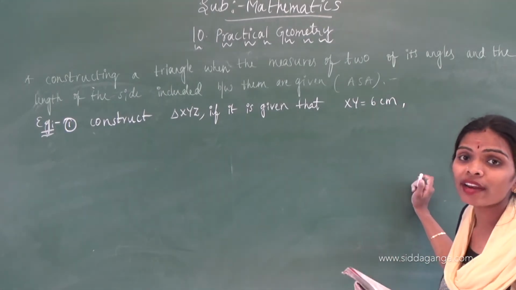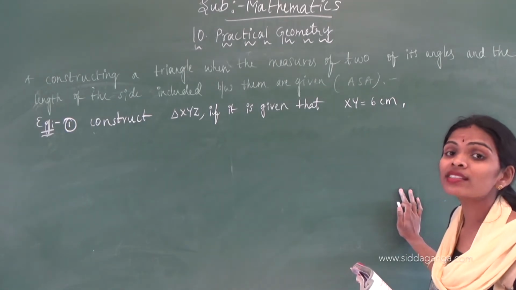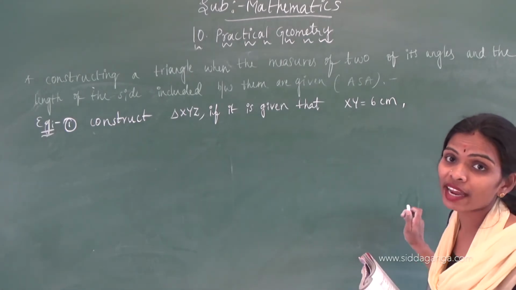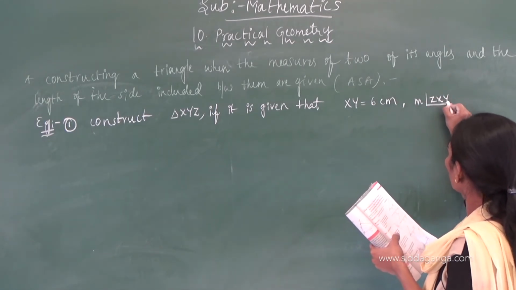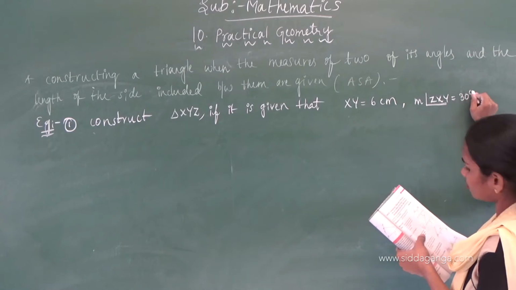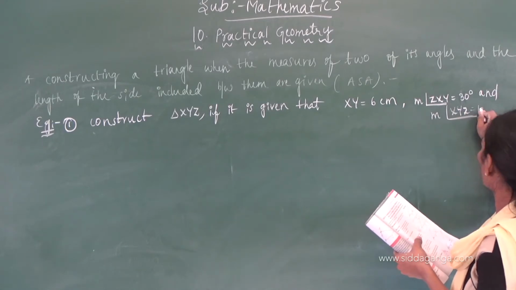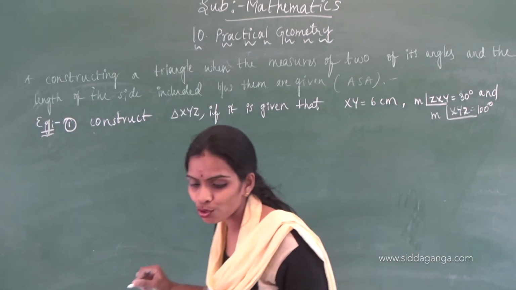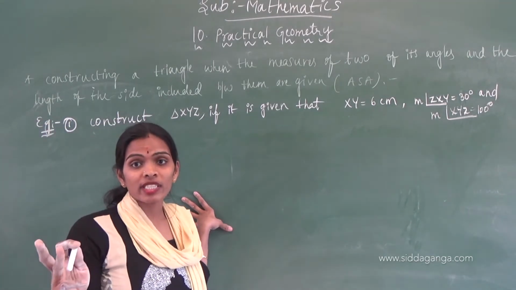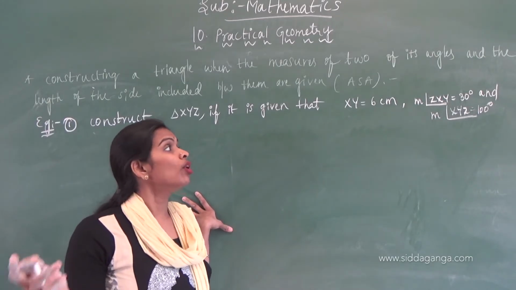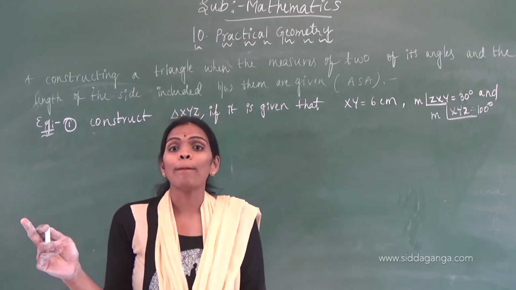I am telling you, children, when we are going to construct a triangle when we know two angles and the included side measurement, we have to take that side as the base. The measure of angle ZXY equals 30 degrees and the measure of angle XYZ equals 100 degrees. When we know two angle measurements and the included side measurement, we have to take that side as the base of the triangle.